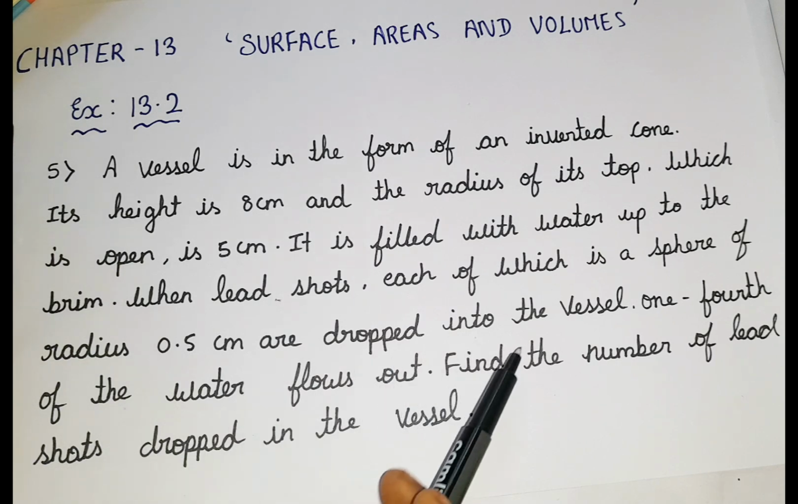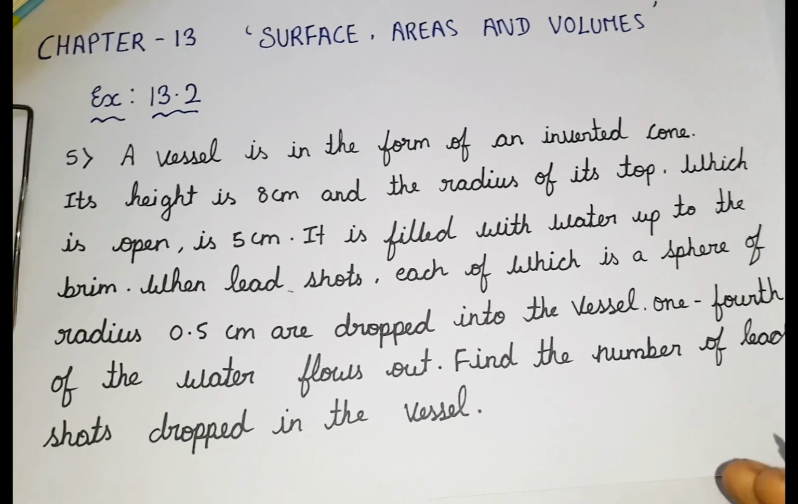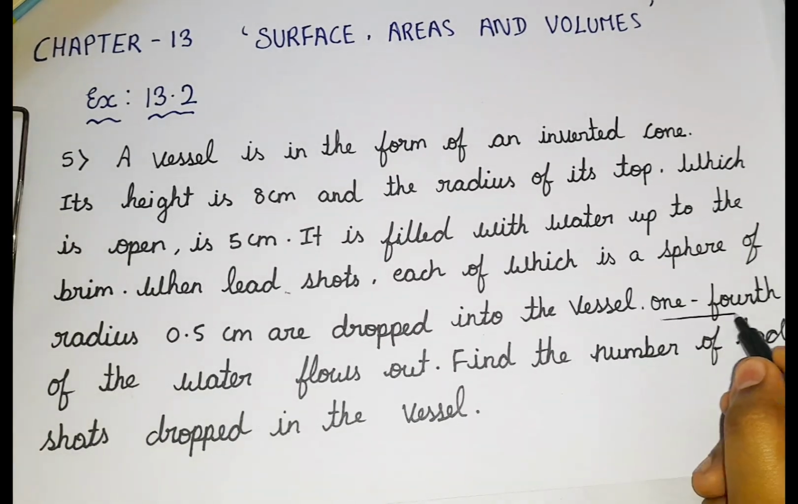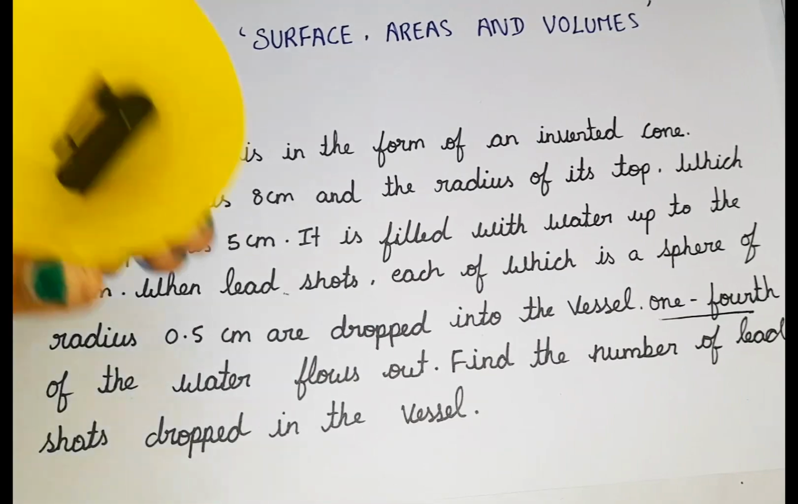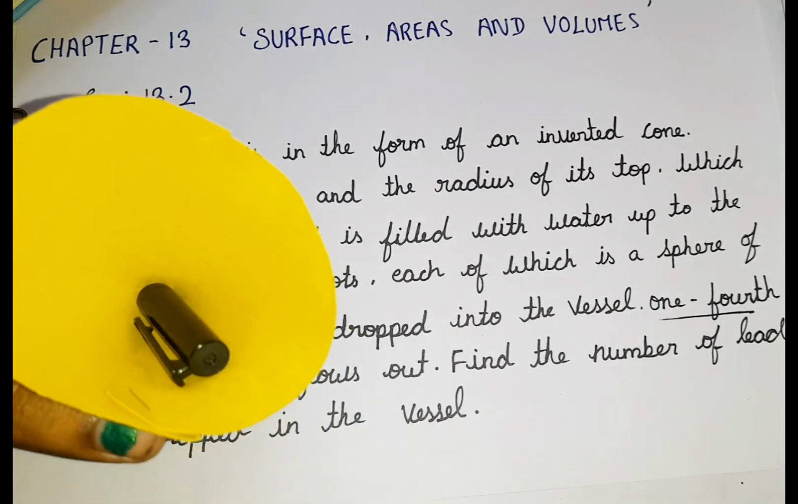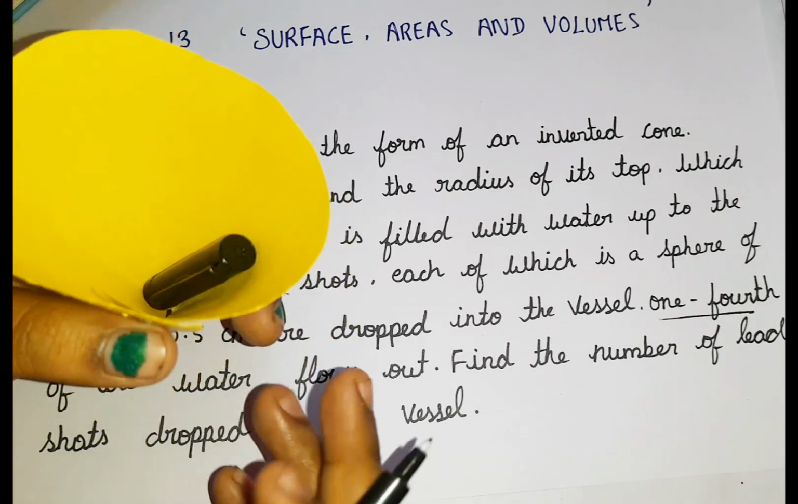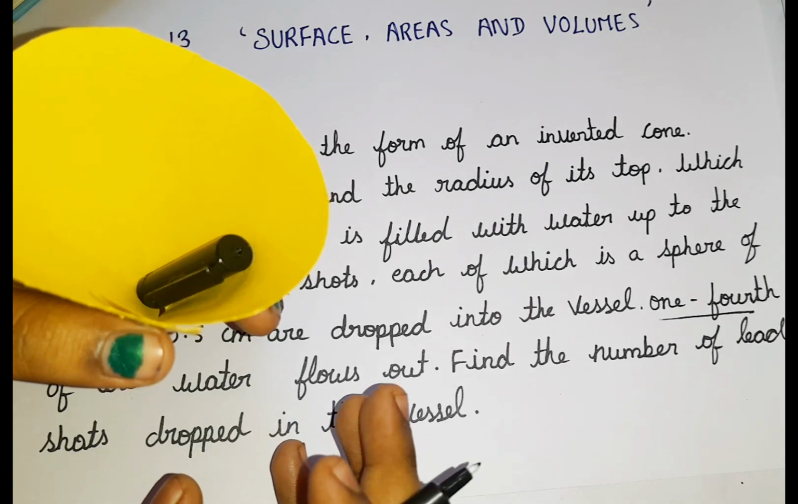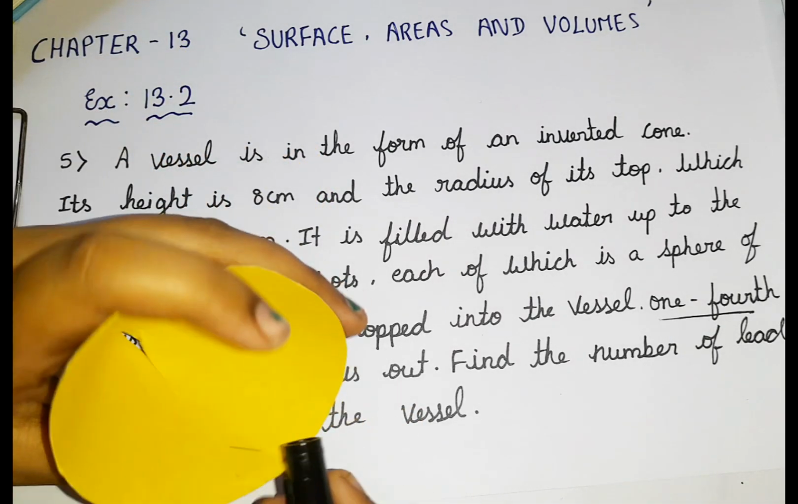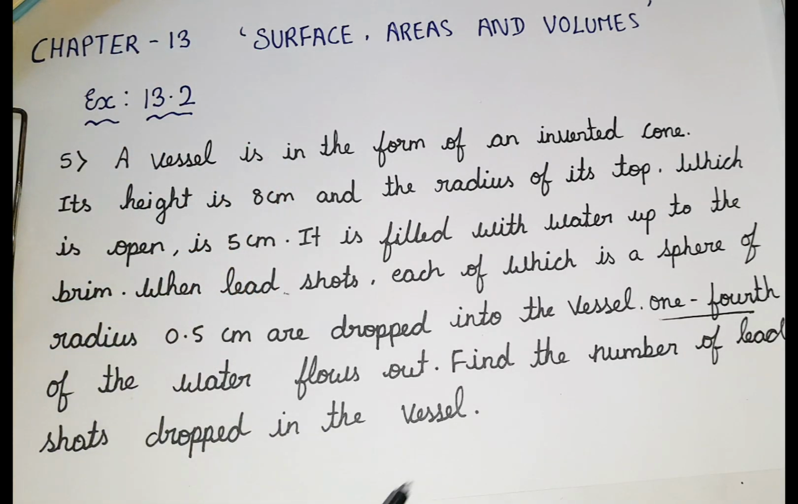When we drop lead inside the vessel, this 1/4 is very important: 1/4 of the water flows out. When I drop this lead, the water will come out, right? How much water flows out? 1/4 of the water flows out, according to the question. So what are we supposed to find? We are supposed to find the number of lead shots dropped in the vessel.